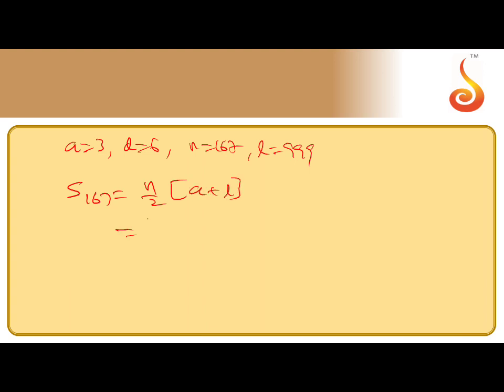Okay, I will solve on the next page. So here what is A? A is 3 and D is 6. N is 167. Here the last term we also know, 999. So you can take Sn as n by 2 into A plus L. So n is 167 by 2 into A is 3 plus 999. So 167 divided by 2 into 1002. So that is 167 into 501.